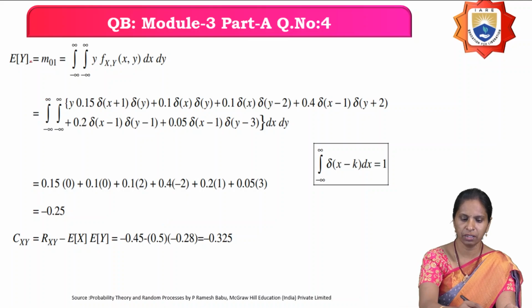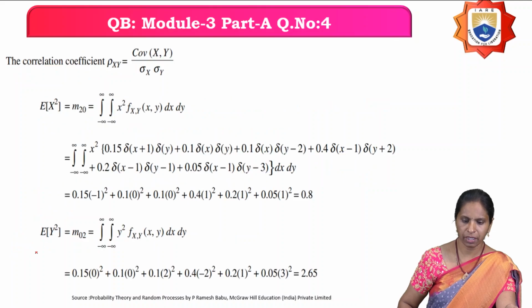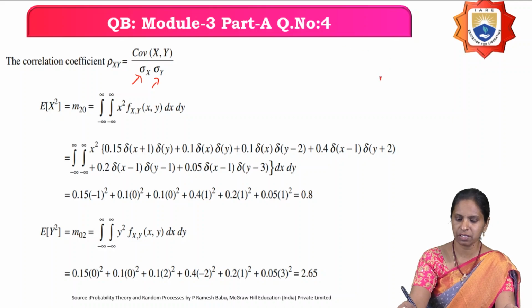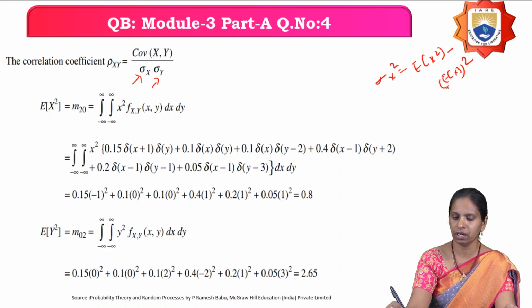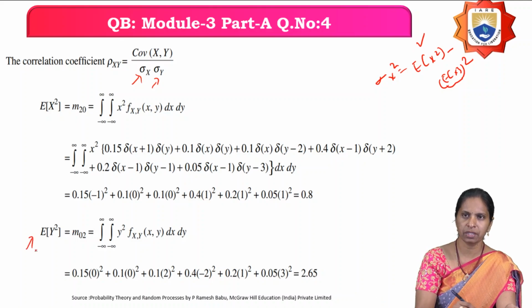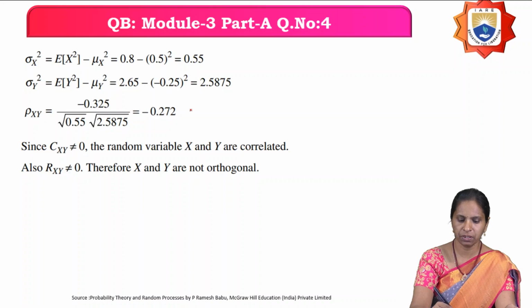In a similar manner, calculate u of y and then calculate the covariance Cxy. Then in order to calculate the correlation coefficient, what do we require? The variance. What is the variance formula? Sigma x square equals u of x square minus u of x whole square. So already I have calculated u of x. Now calculate u of x square. And similarly to calculate the variance of y, calculate u of y square by using the moments about the origin. Then substitute, and you will get the correlation coefficient as minus 0.272.